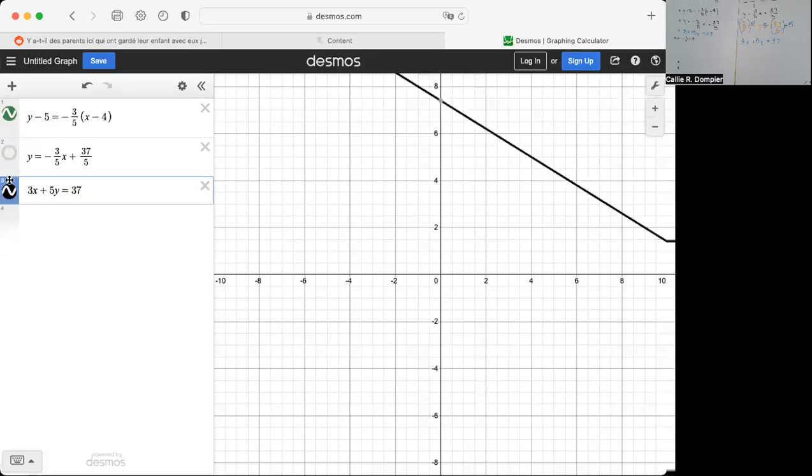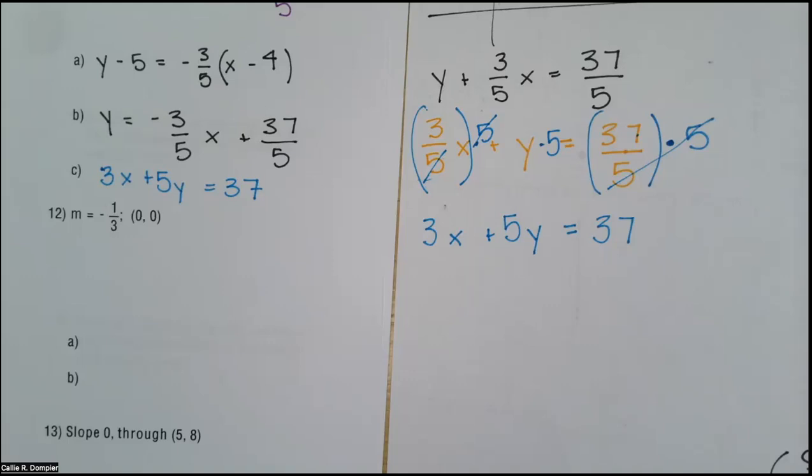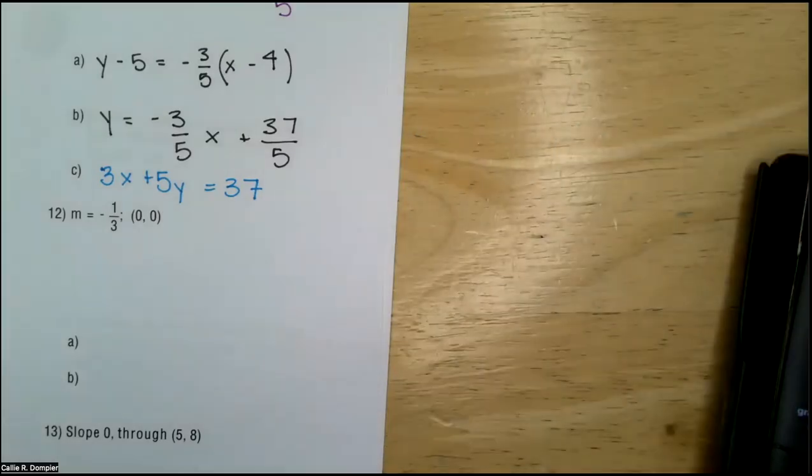All right, so we see y minus 5 equals negative 3/5 times the quantity x minus 4. Then we have the line y equals negative 3/5 x plus 37/5. We see that that purple goes right on top of the green. And then finally, 3x plus 5y equals 37. It's the same line. I move it down here. Here we go. Black line, green line goes over it. So those are all the same line. Select all three of them. You still only have one line showing up on your graph because they are all the same line. So I know that was difficult, but that is how we do it.